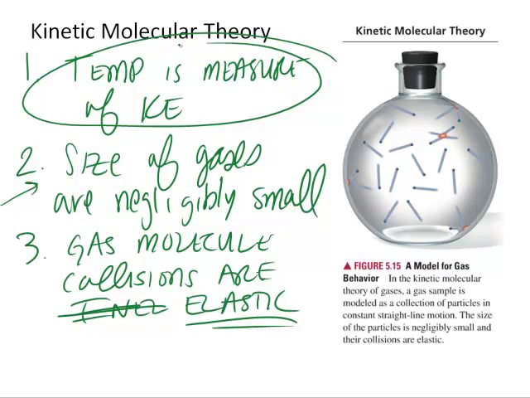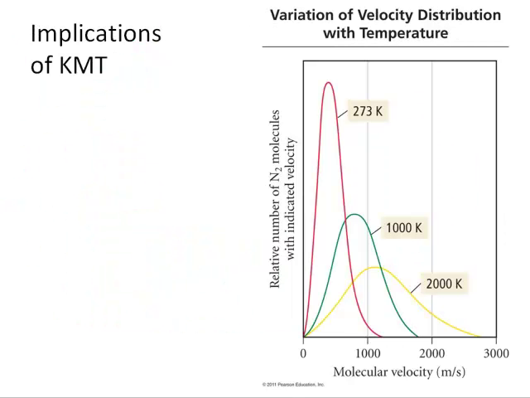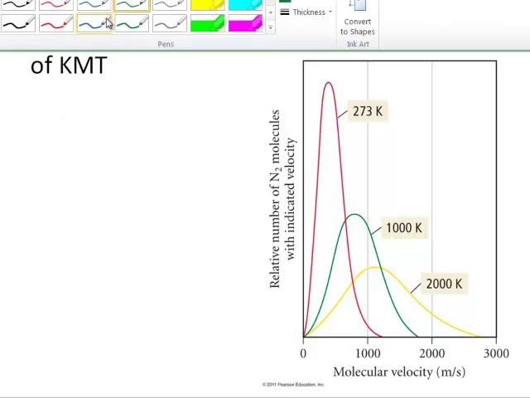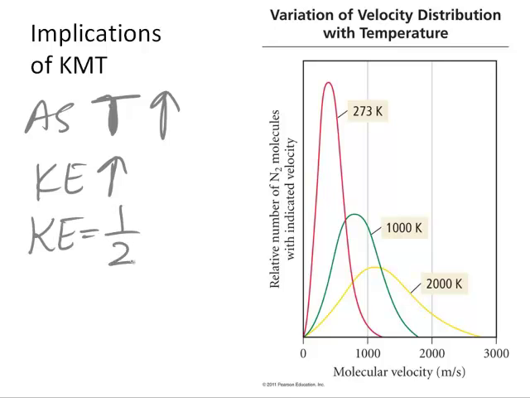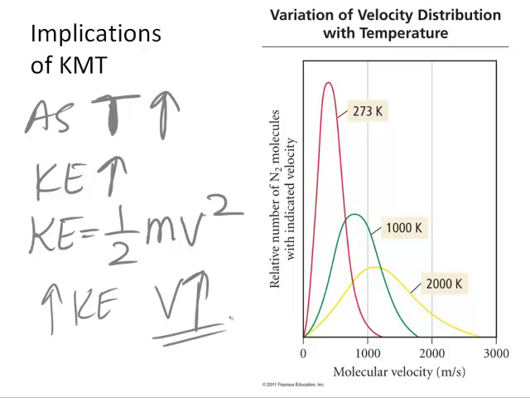Most of the ramifications that we're going to talk about from kinetic molecular theory deal with the fact that temperature is a measure of kinetic energy. So you can see the implication of kinetic molecular theory: as temperature goes up, the kinetic energy goes up. And since we know that one of the equations for kinetic energy is 1/2 mv squared, what this implies is that as the kinetic energy goes up for a molecule, the velocity is increasing. They're moving faster because, of course, if you're looking at the same gas, the mass is going to be constant.